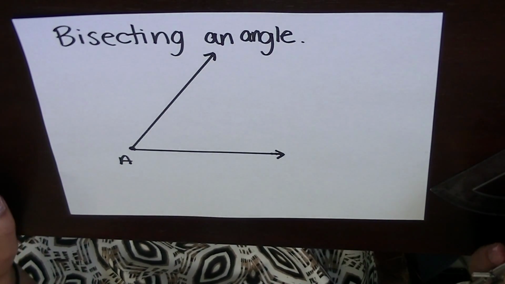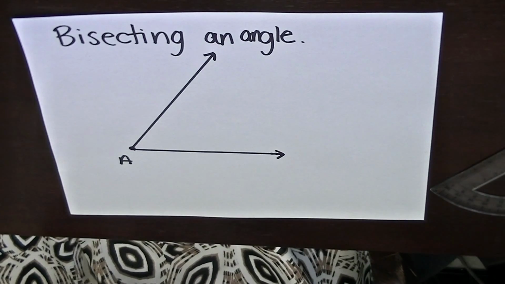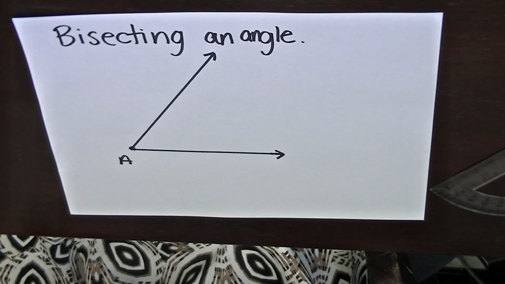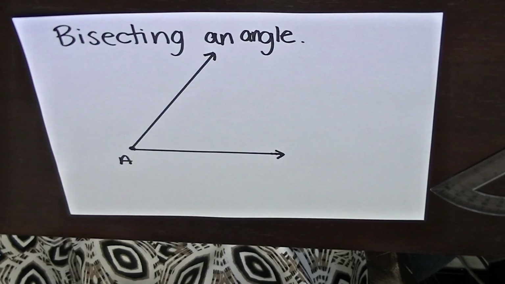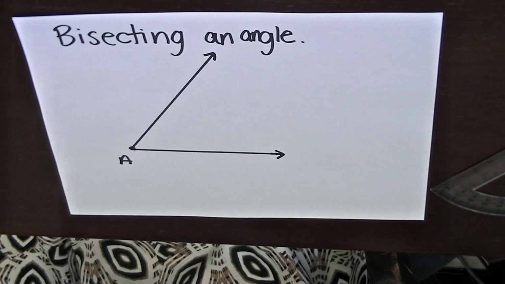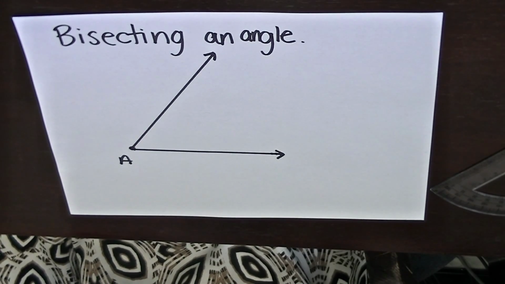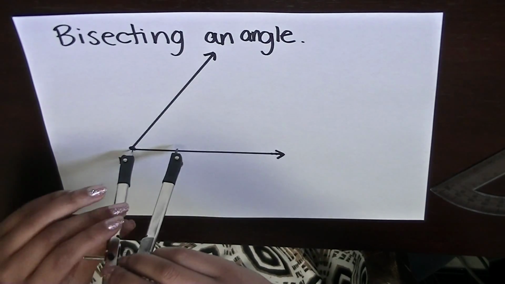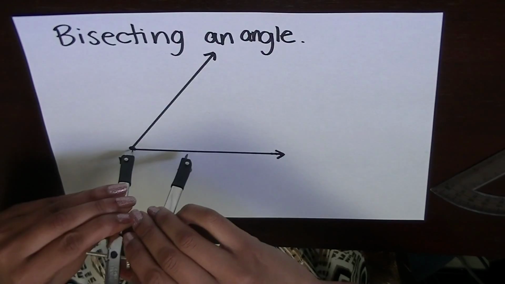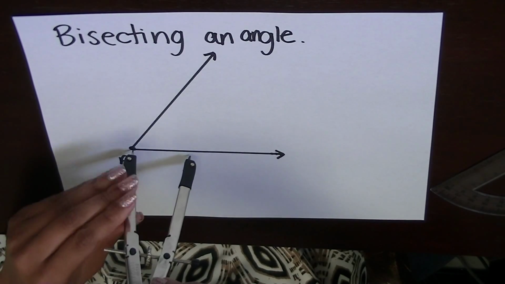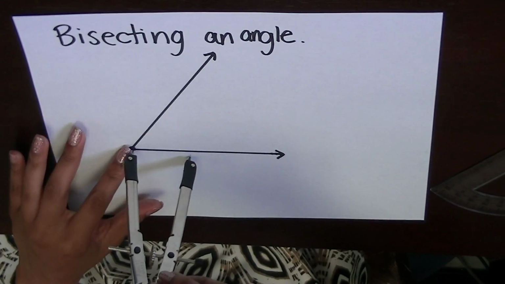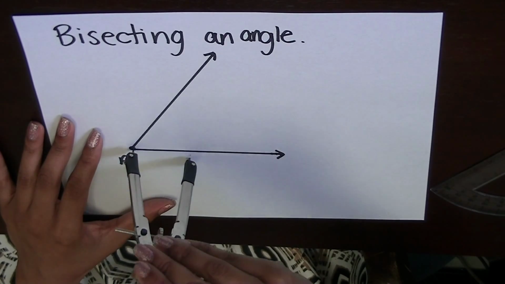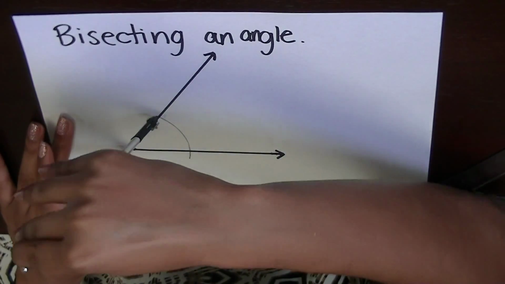Now we're going to talk about bisecting an angle. How do you bisect an angle? Well, the first thing is bisecting already kind of assumes that you have an angle there to bisect. Okay, it assumes that you have an angle there to bisect. And we do, angle A. So to bisect an angle, you can open your compass up any width. So I just opened it up. You want to place the pointy end on the vertex and then just draw an arc.